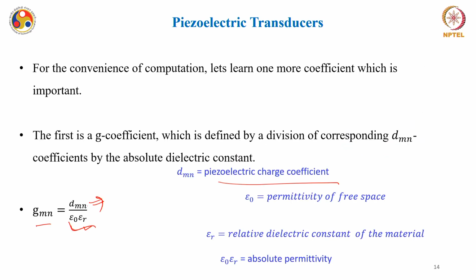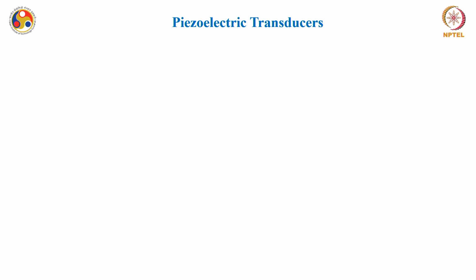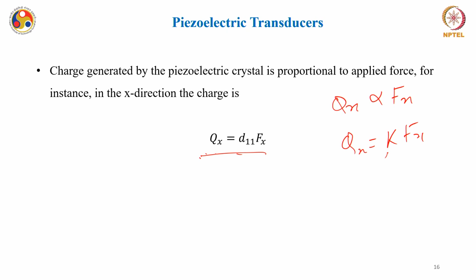Let me call this equation 5: Gmn is equal to Dmn by epsilon naught epsilon r. This is our fifth equation. Now this relation, Q equal to D into Fx, I am calling equation 6.